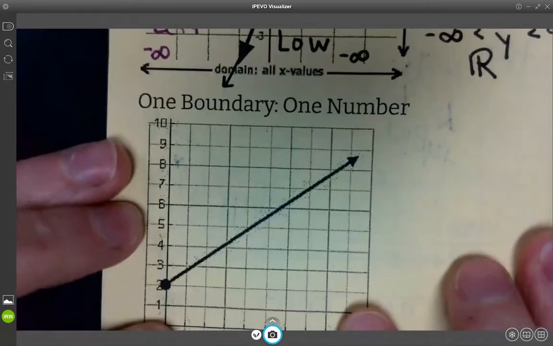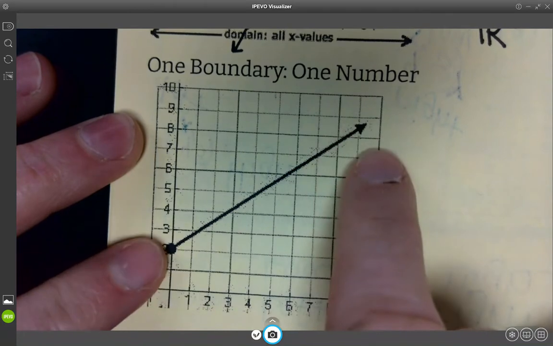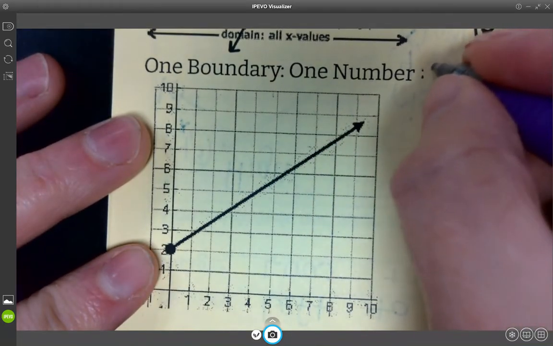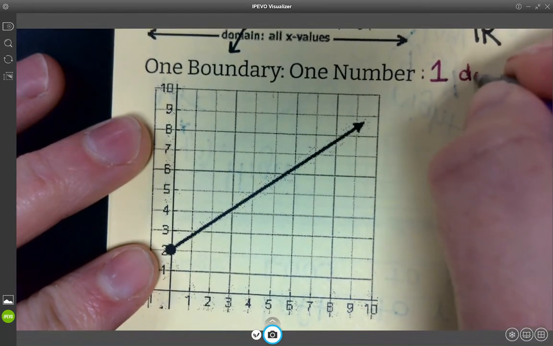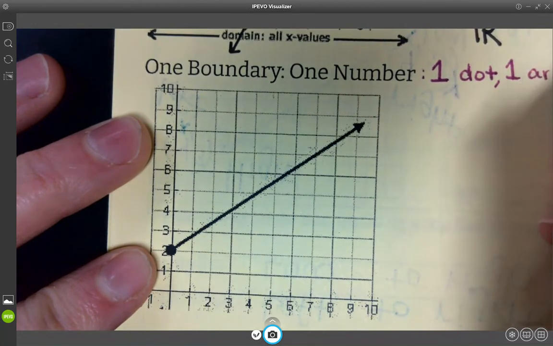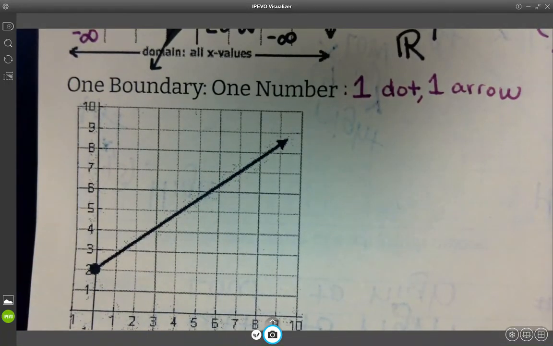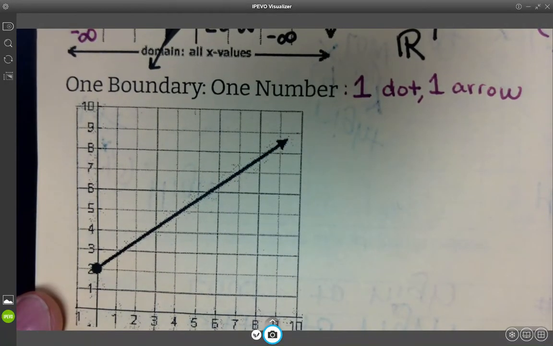Okay, let's look at one boundary. This is a line. We have a dot and we have an arrow. So I'm going to put that on here. 1 dot, 1 arrow. So it starts at one point and it goes to infinity the other direction.